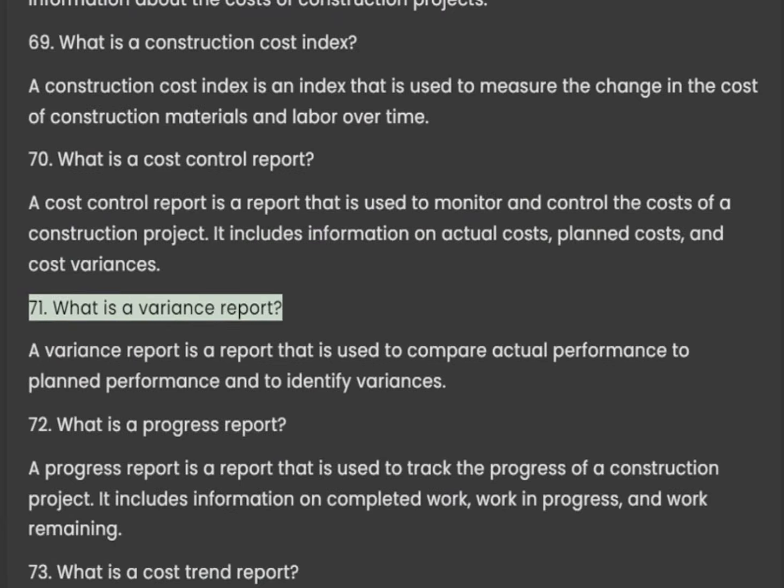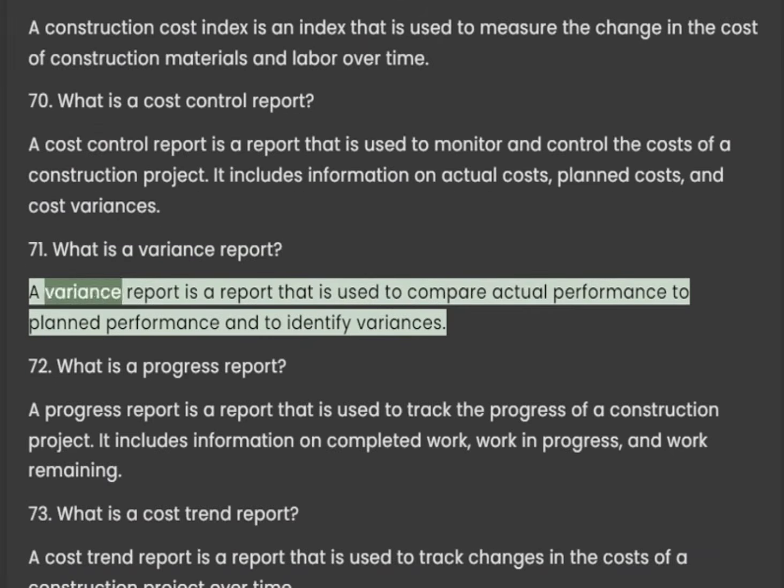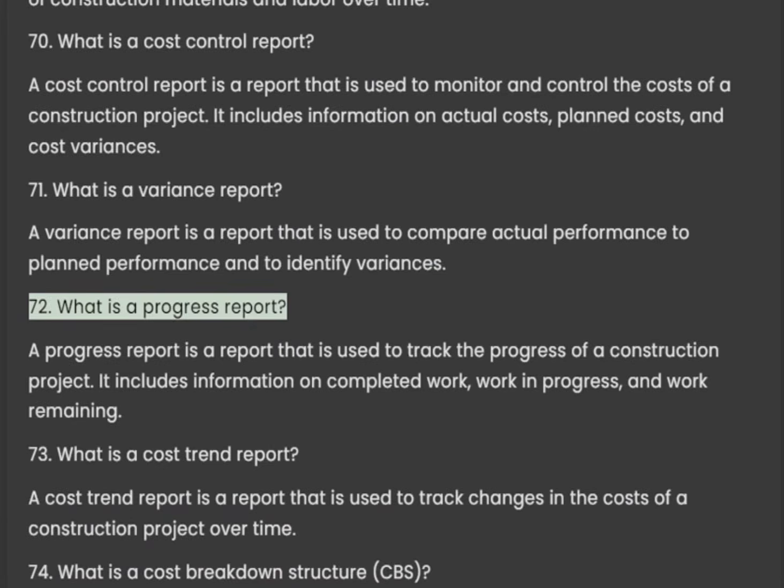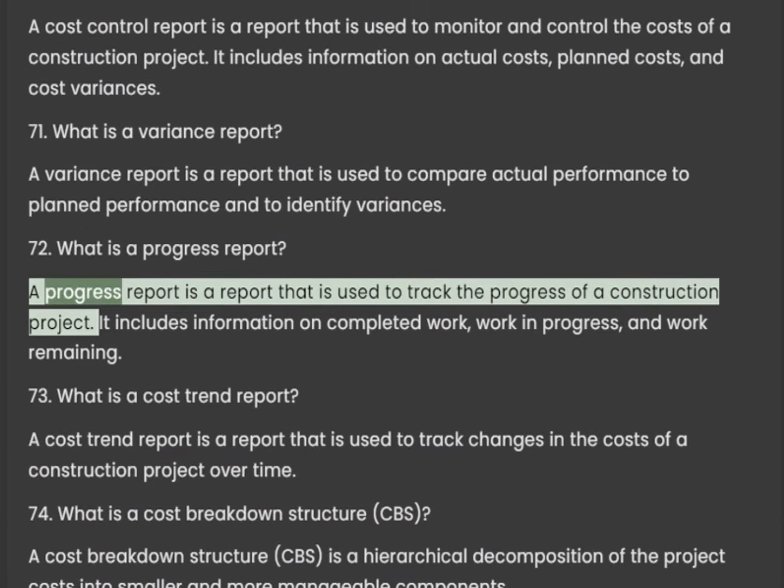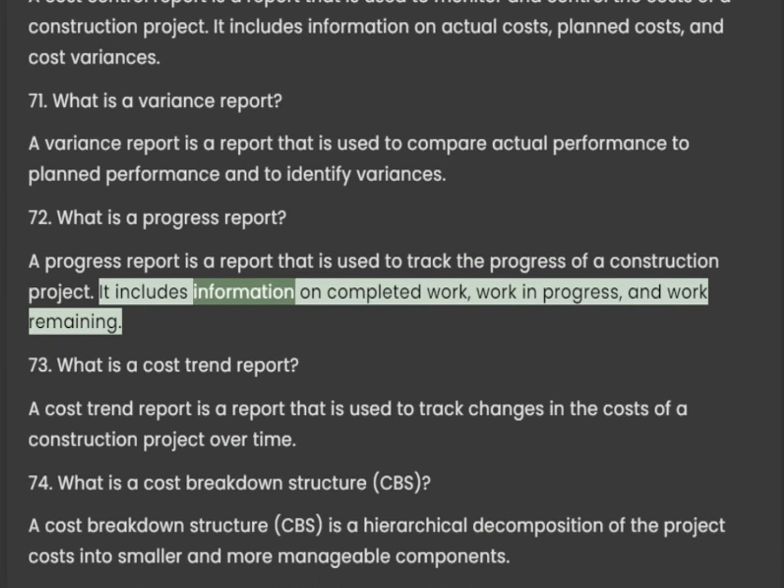71. What is a variance report? A variance report is a report that is used to compare actual performance to planned performance and to identify variances. 72. What is a progress report? A progress report is a report that is used to track the progress of a construction project. It includes information on completed work, work in progress, and work remaining.